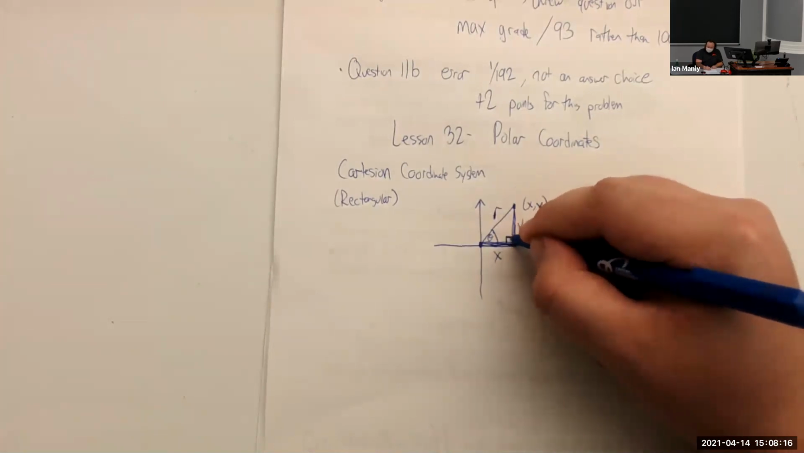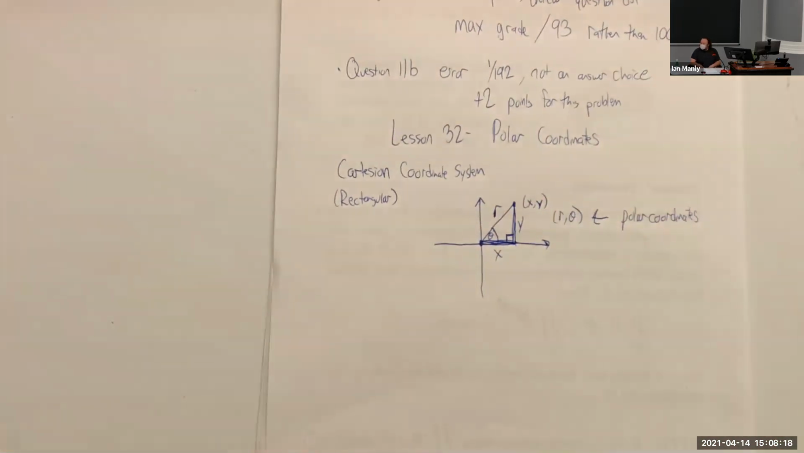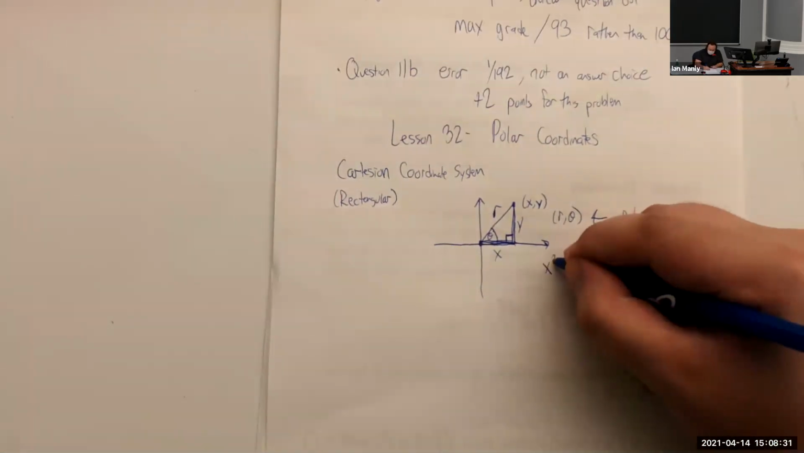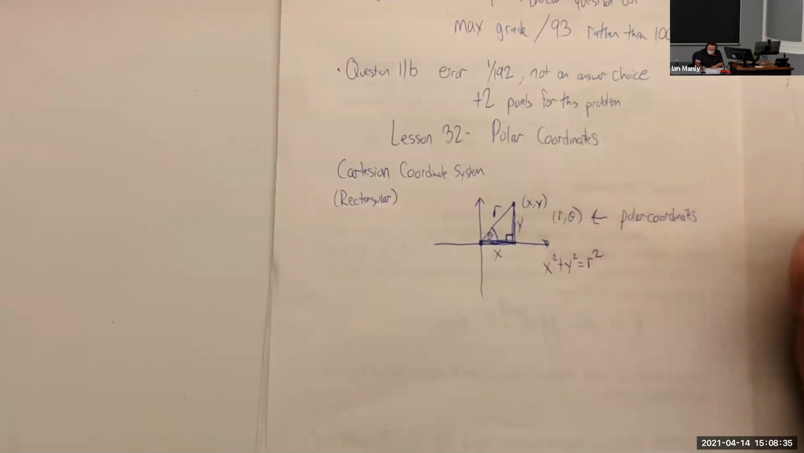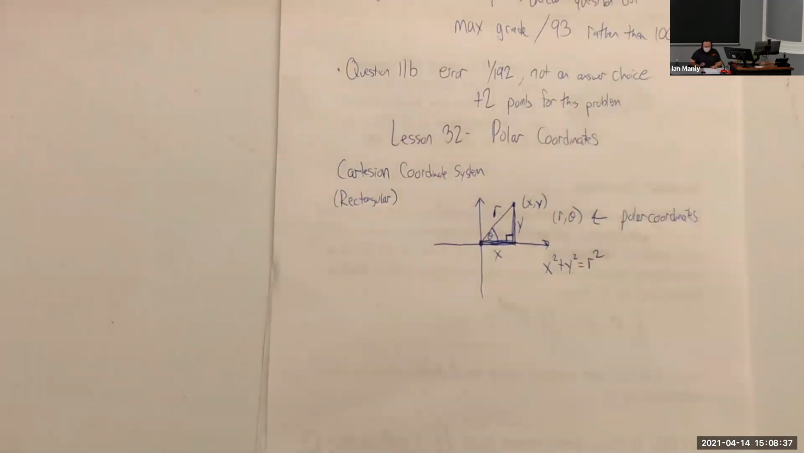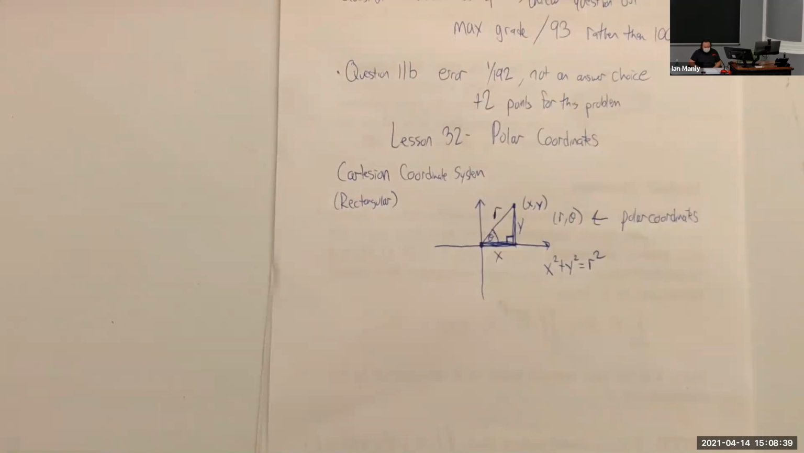So what's a relationship between x, y, and r? What's something that I could write down with those variables? Yeah, that's right. We could write the Pythagorean theorem: x squared plus y squared equals r squared. So there's one of our conversion equations right here.